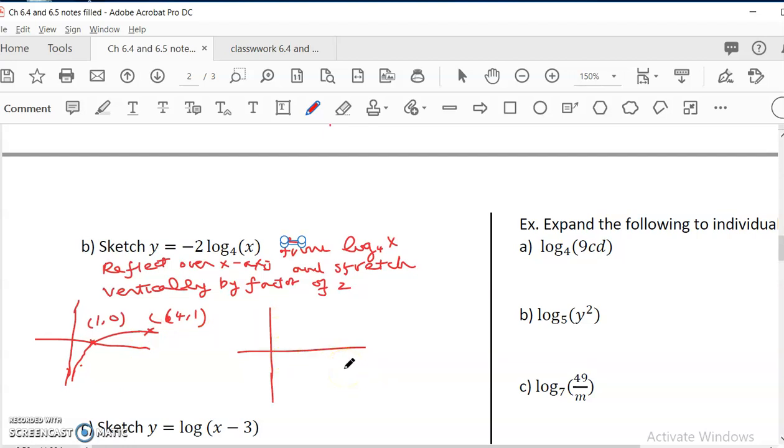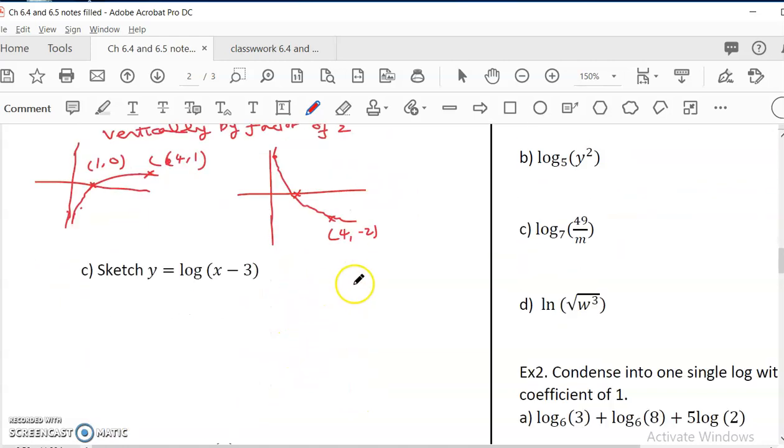And then we would stretch by 2. So we still have 1, 0, and stretching by 2 means this becomes 4, negative 2, right? So it would be a little bit more down. It used to be 4, 1, then it becomes 4, negative 1, but then with the stretch 4, negative 2, and then you would go up like this. Okay, so that's how you do a sketch.